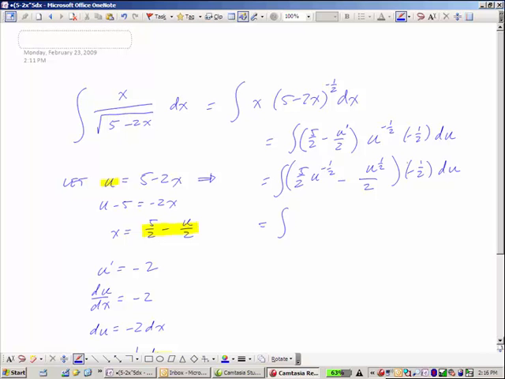You ready? Negative 5/4 u to the negative 1/2, plus 1/4 u to the positive 1/2 du.